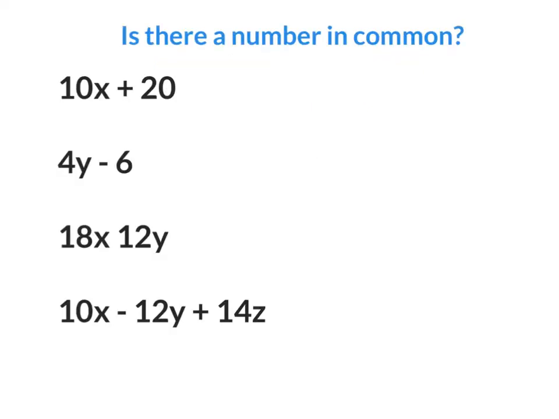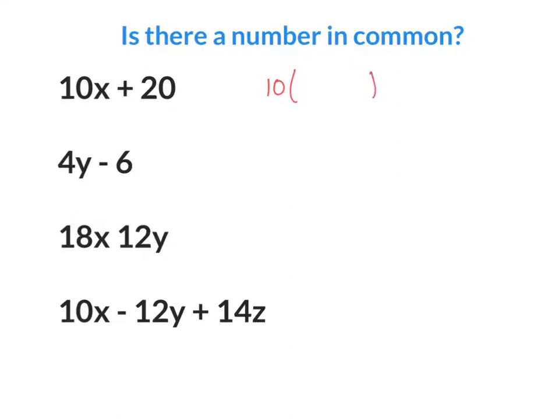So if we're asked to factorise 10x plus 20, you can see that 10 and 20 share 10 in common. So I'm going to take 10 out as a factor. Now, apart from that, is there anything else that they share? Well, this shares a letter, but this one doesn't. So, no, that's all that they share in common. So I'm now going to open my bracket for the second factor.